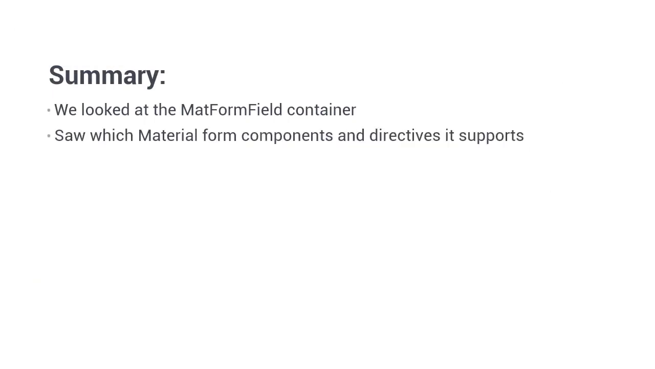So in this lesson we looked at the mat form field, which is a fundamental container for some of the basic material form components. We saw the different child elements that we can add to form fields like mat label, mat prefix and mat suffix, mat hint and mat error elements. And we also saw how to make use of the new form field variants that are brand new at the time of recording to Angular Material.